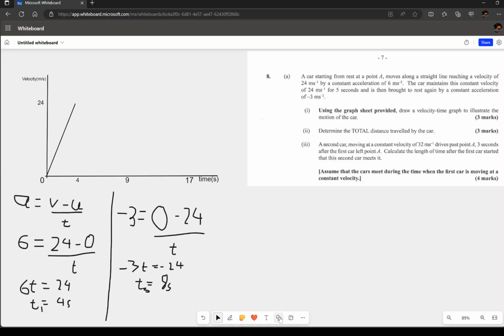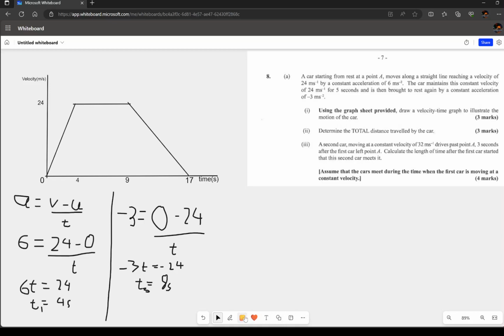And then now we need a horizontal line from 4 to 9. And that's going to be because the velocity here would be constant. And a constant velocity, of course, means that there's no acceleration, so the gradient should be horizontal, which means that it's obviously equal to 0. And then from 9 to 17, we're going to connect these with a decreasing line, because we're decelerating at a constant rate down to rest. So this is a sketch of our graph.